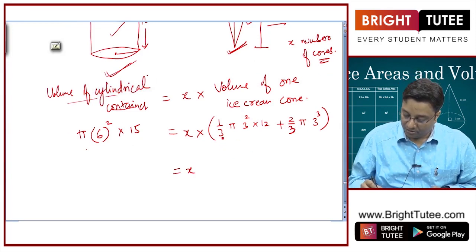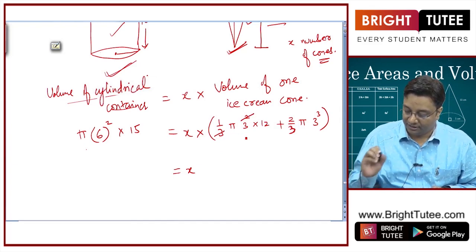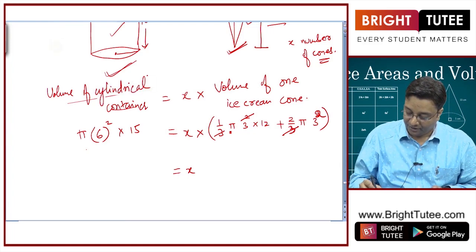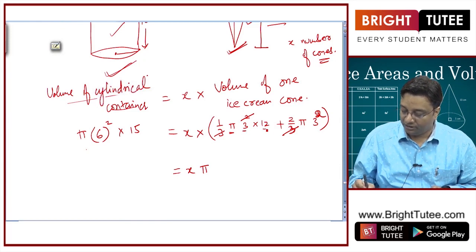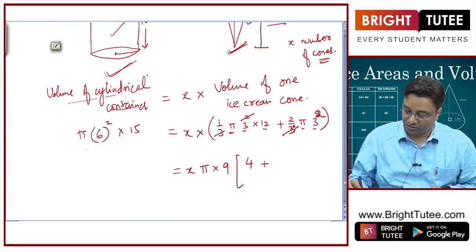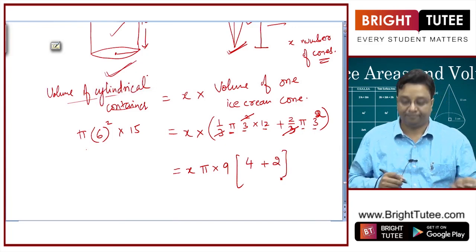Okay, so I can write 3 square as 3 cube over 3, so this will become 3 square here. So x is outside, pi can be taken outside, and 3 square can in fact be taken outside, because 3 square is 9. Here I have got 12 into 3, which is 36. So if I take 9 common, 12 into 3 is 36, so 4 will be inside, plus from here I have taken 9 pi as common, so 2 will remain inside.